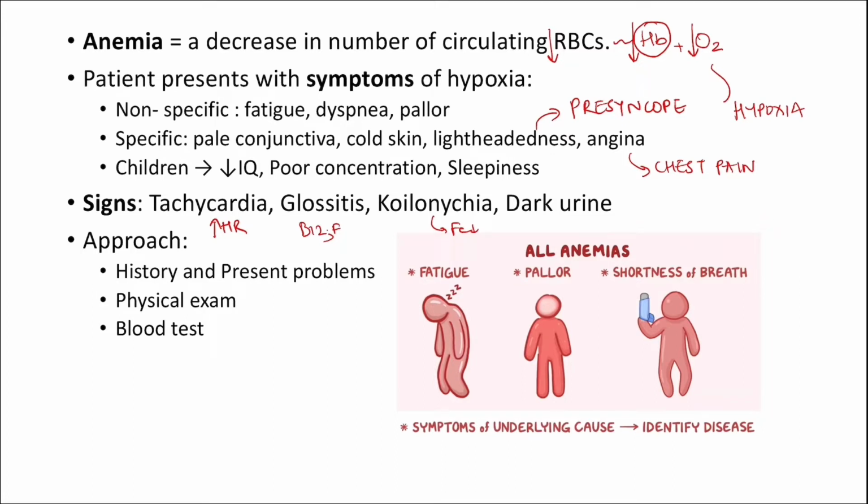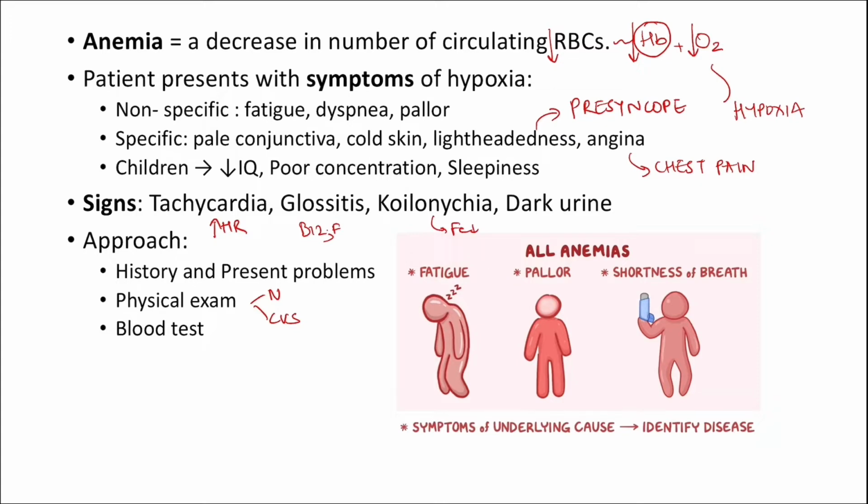And the approach, obviously, you take the history and presenting problems of the patient, and because of the prevalence of anemia, it's very likely that we consider this on the differential. For the physical exam, remember to take the neurovascular exam as well as the cardiovascular exam to make sure that there are no permanent deficits in these areas, because they are the most sensitive to oxygen deficiency. So neurovascular and cardiovascular.